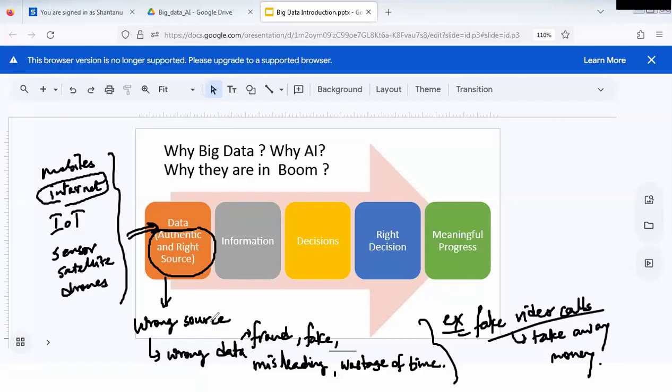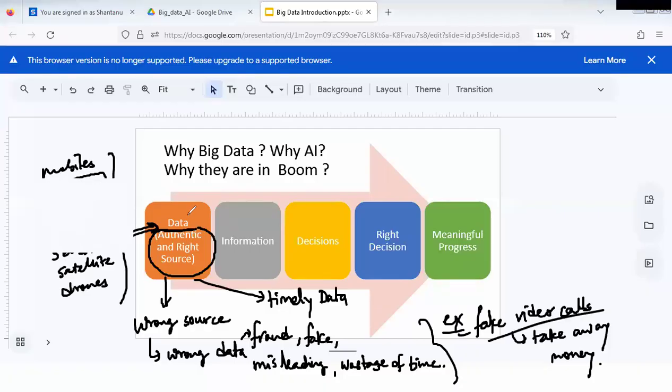Also we need to have timely data. When we are talking about data, it is important that it comes at the right time. Now this is about data. Once we get the data, we go ahead and try to convert it into information. So what is the difference between data and information, guys? What is the difference between data and information?